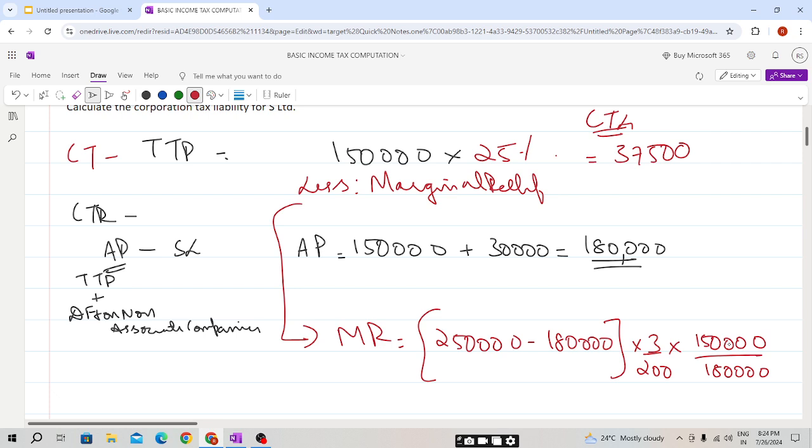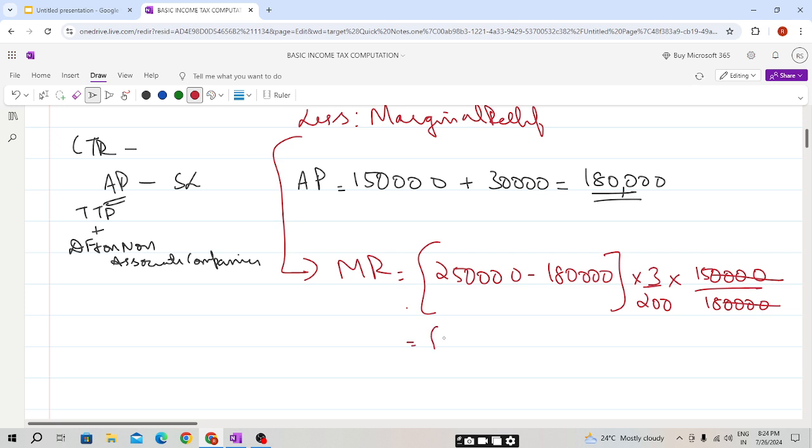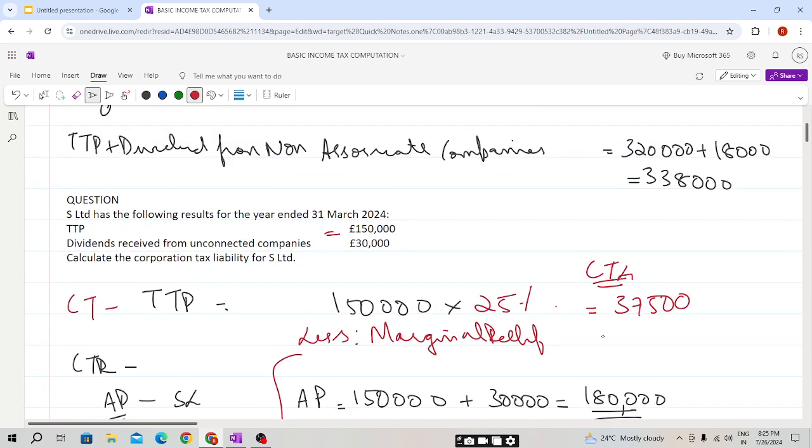So our marginal relief will be, students, 70,000 into 3 divided by 200 into 15 divided by 18. So the marginal relief will be 875, and this will be reduced from the corporation tax liability.